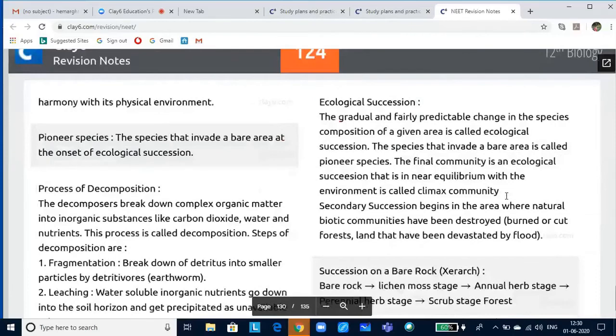Now let us look into food webs. Food chains are not isolated units but are hooked together in the form of food webs. In an ecosystem, the interlinking pattern of a number of food chains forms a web-like arrangement known as the food web.